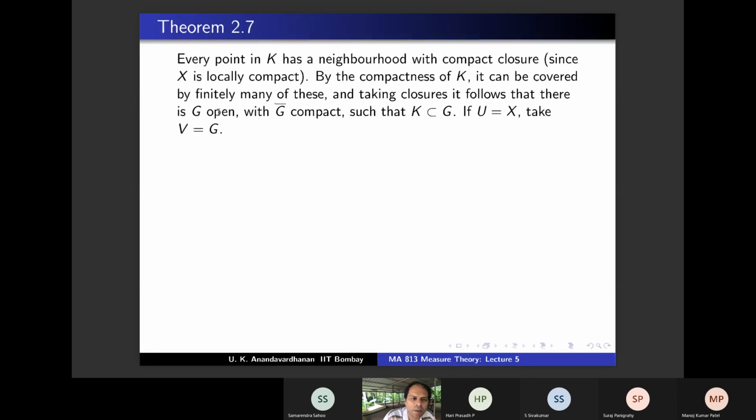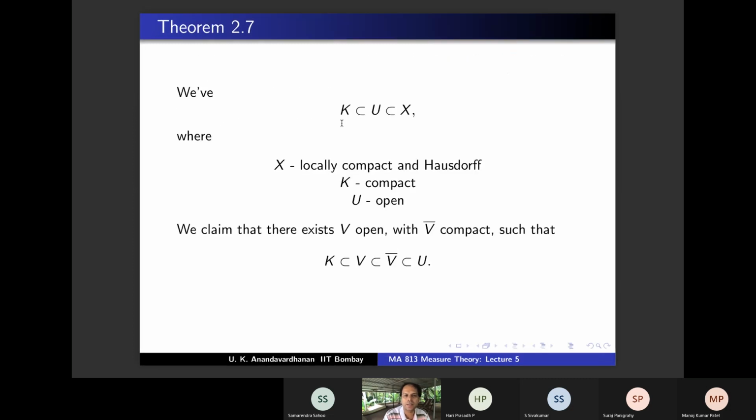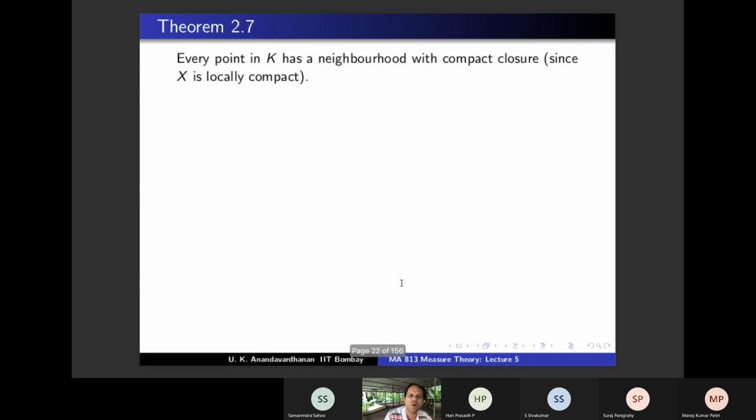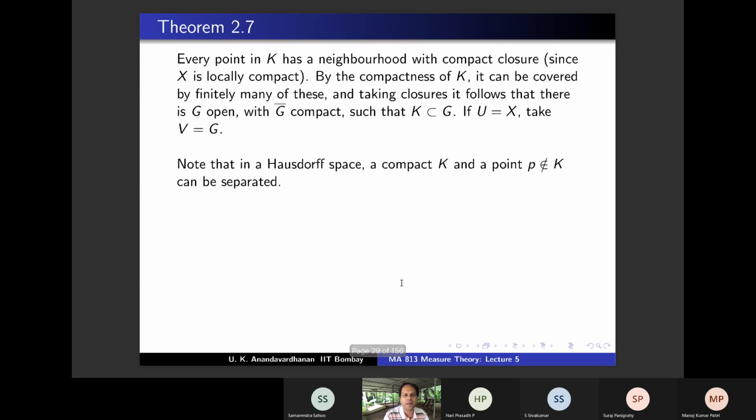So this will solve the problem if your U was X itself. You have K contained in U contained in X. If U was X itself, then you could have taken V to be G, because you have G open, G bar compact, G contained in G bar contained in X. So if U is X, you have already solved the problem. But U may not be X, and then we have to do a little bit more work.